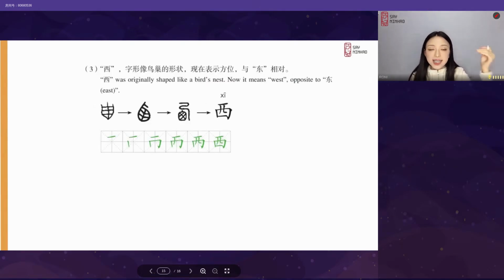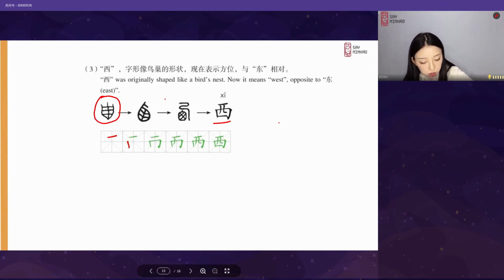Next one is 西. 西 means west, opposite to 东. Okay, a shape like a bird's nest at the ancient time, and now it looks like this. Now let's see the stroke order. First one, a not very long but not very short horizontal, and then a vertical, and then a horizontal turning hook, and then a left falling, and then a vertical turning curved one, and then write a horizontal to close it. Okay, try to write it with me.